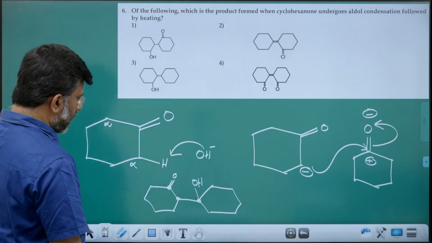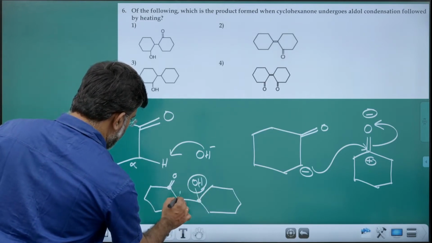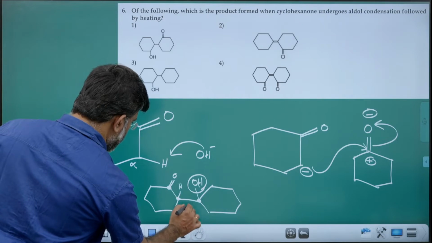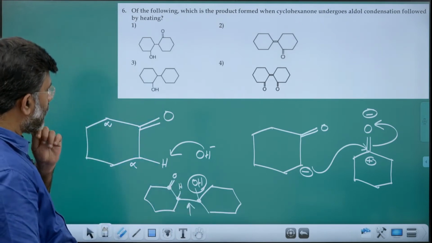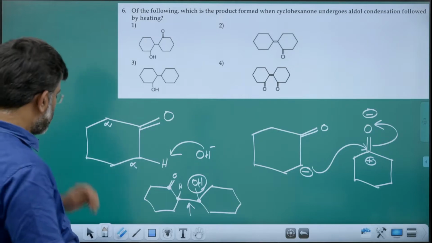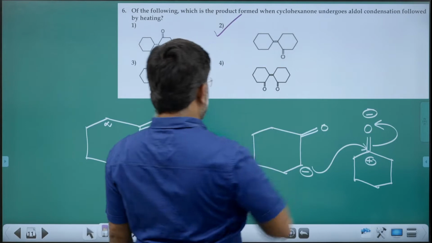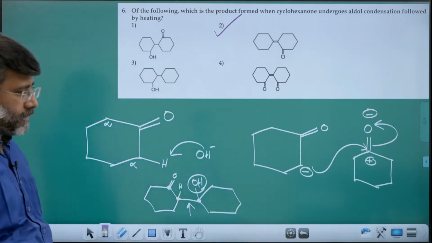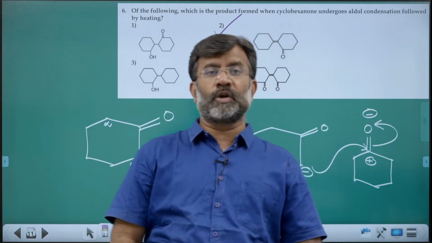Upon heating, this OH will be eliminated and a hydrogen will be eliminated. You get a double bond over there. Unsaturated ketone. And the answer is option 2. Option 2 is the correct answer. If you analyze the mechanism concerned, you can understand option 2 is the correct answer.